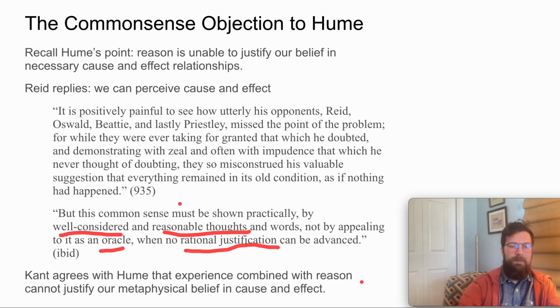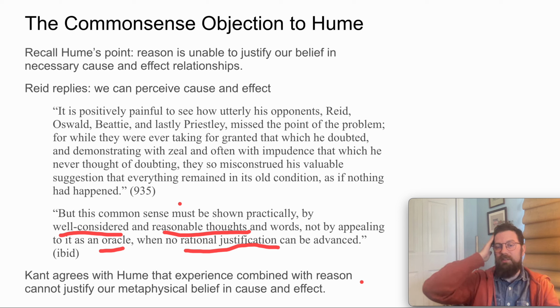In this way, Kant agrees with Hume that experience combined with reason, all on its own, can't justify our metaphysical belief in cause and effect. Now, Kant will eventually try to give a justification for how we can engage in cause and effect thinking. He's not going to buy into Hume's answer, which is just that cause and effect is nothing more than perception of constant conjunction.